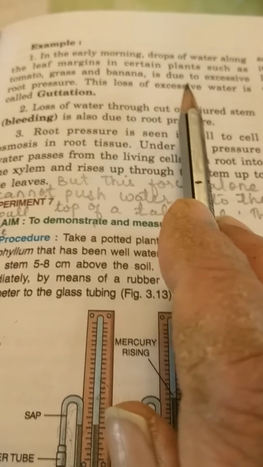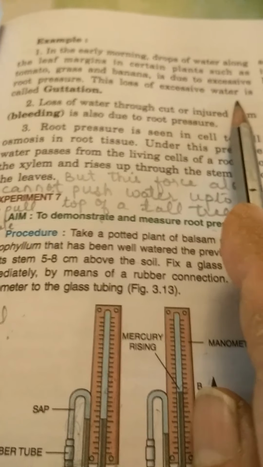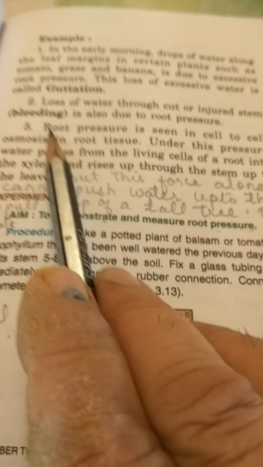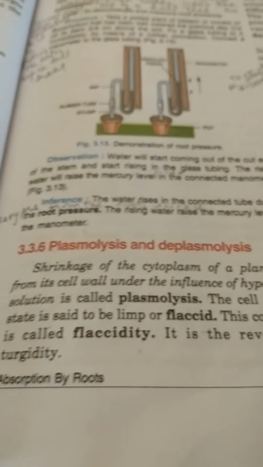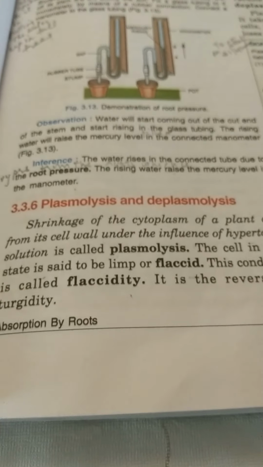This loss of water as water droplets from the margins of the leaf due to excessive root pressure is called guttation. So guttation and bleeding, the cause of guttation and bleeding is the root pressure. Now I will be taking the next phenomenon, plasmolysis and deplasmolysis.